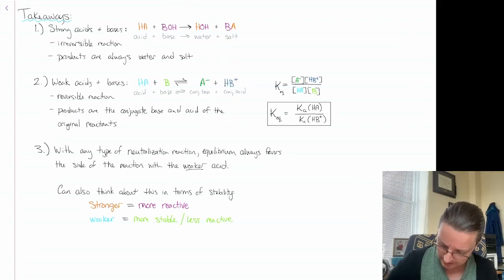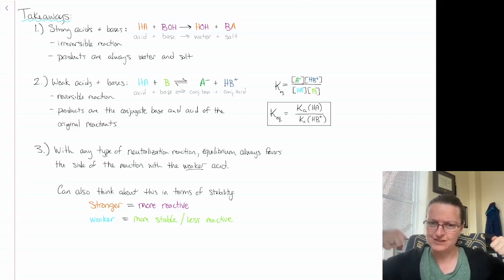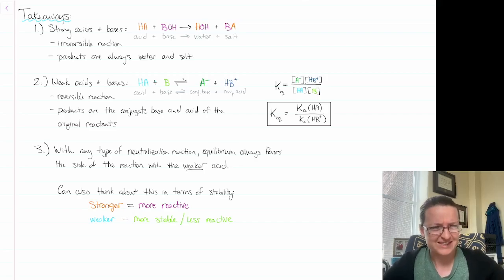And then something that we didn't reinforce, but I hope you started to notice, is that when we're talking about neutralization reactions, regardless of whether it's weak or strong, equilibrium is always going to favor the side of the reaction that has the weaker acid. And so I would encourage you to think about this in terms of chemical stability. When we say stronger acids and stronger bases, it's a little bit of a misnomer.